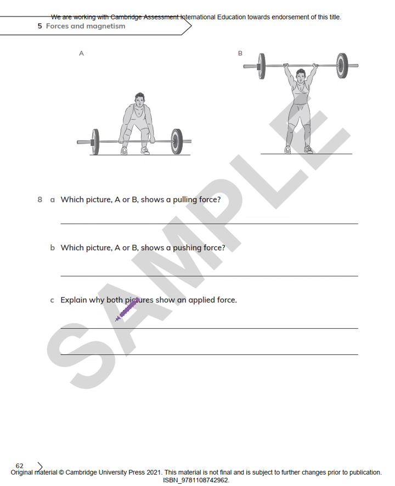C. Explain why both pictures show an applied force. So in picture A, the applied force is this person pulling the weight towards him to try and lift the weight. And picture B shows him applying the force upwards, pushing the weight upwards into the air, so lifting the weight. Those two forces are both applied forces because that person applied it to the weight.